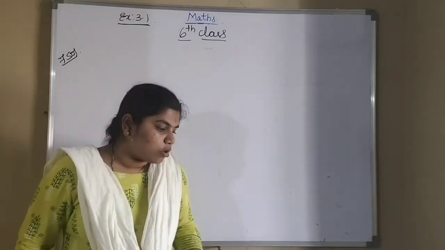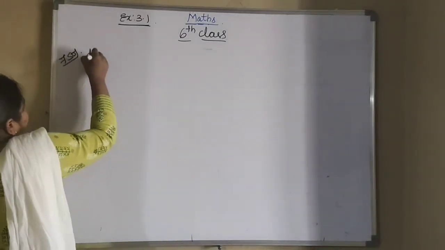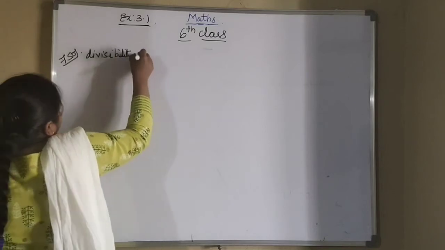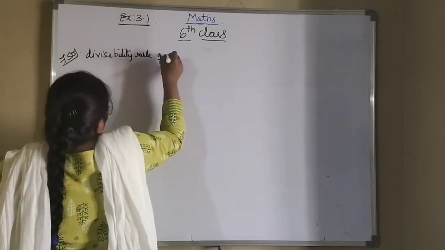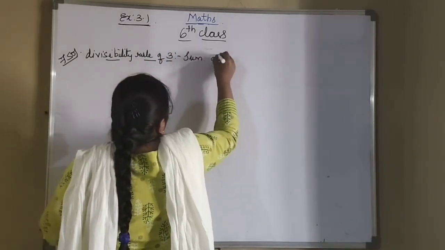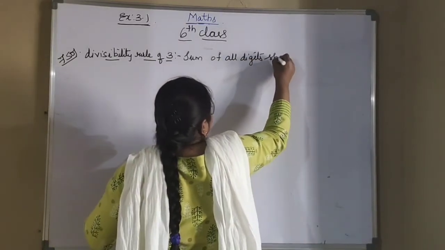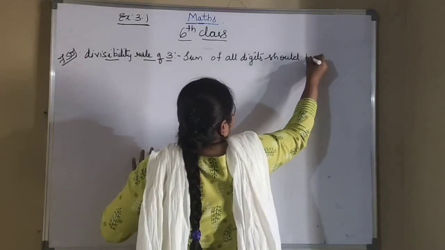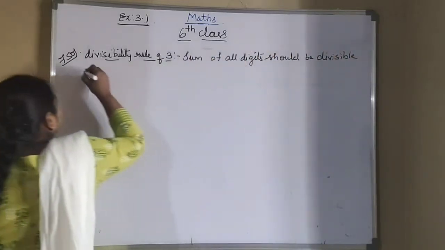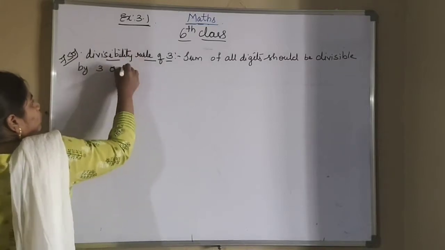So, what is the divisibility rule of 3? Sum of all digits should be divisible by 3. So, first you write the divisibility rule of 3 here. What is the divisibility rule of 3? Sum of all digits should be divisible by 3 or a multiple of 3.